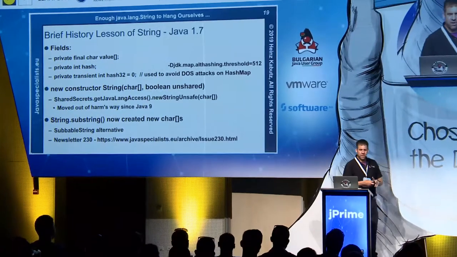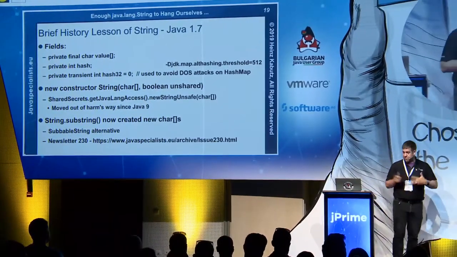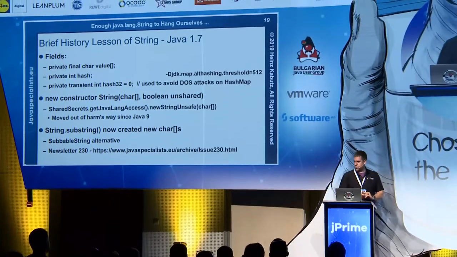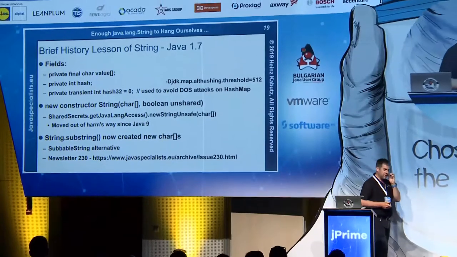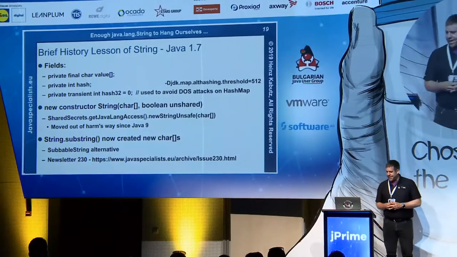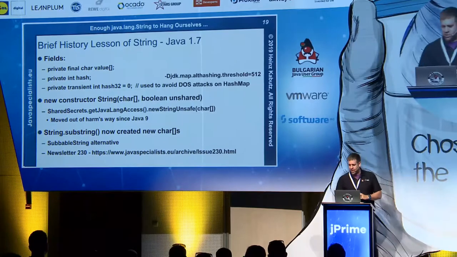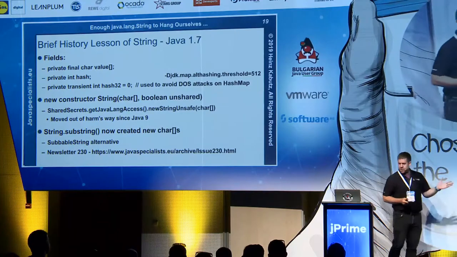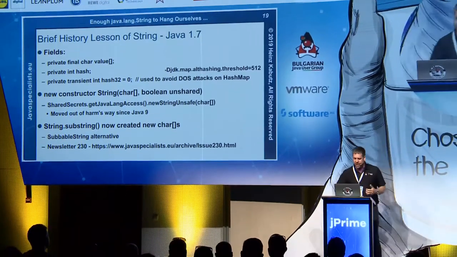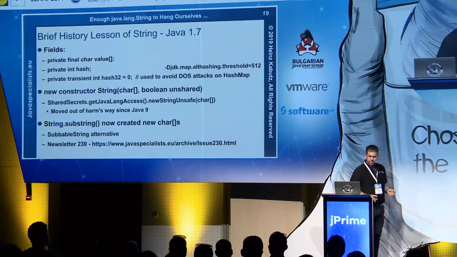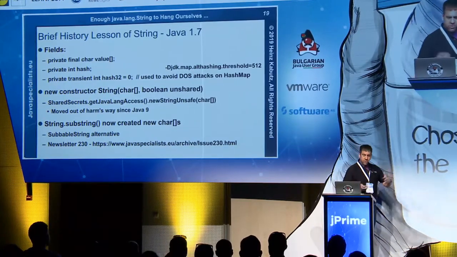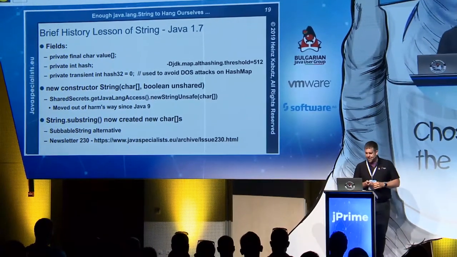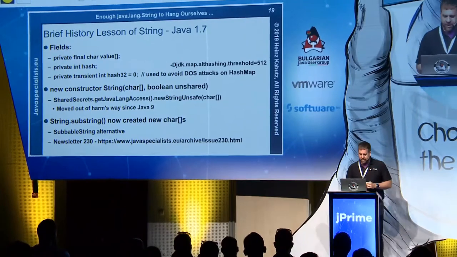If you've got all these char arrays, and you want to generate strings very quickly from them, you could do it this way. Now, there is actually a way that you can do it with a class called SharedSecrets. SharedSecrets.getJavaLangAccess().newStringUnsafe would create a string with an existing char array. This worked in Java 7 and 8. In Java 9, it doesn't work anymore, fortunately, because we don't use char array, we use byte array in Java 9. And they've moved that out of harm's way. But in the past, you could do it this way.